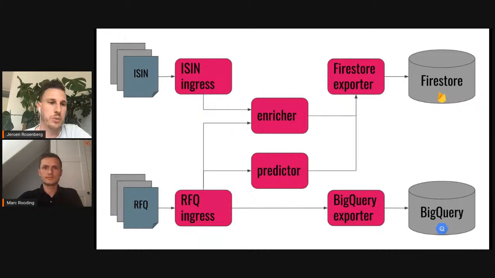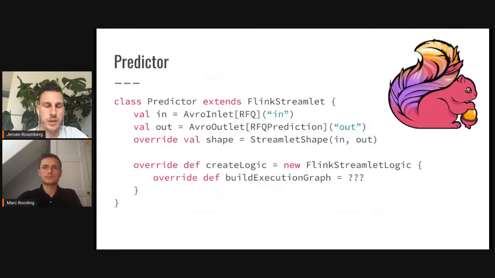And the last component would then be the predictor, where we actually process the raw RFQs and the price data, and also store it, export it to Firestore. So again, here we're going to use Flink. We can benefit from the windowing support that is built into Flink. This time we have a single inlet because we only get RFQs. Like Marc explained, to simplify, we already have the price data embedded in the RFQs, so we only need one inlet, and a prediction comes out.